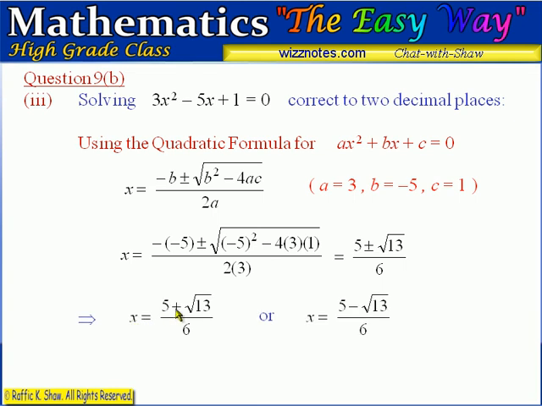x equals 5 plus square root of 13 divided by 6, or x equals 5 minus square root of 13 divided by 6. One value of x for the plus and one value of x with the minus. These are the two x values. And if you use a calculator to do this calculation, we end up with x equals 1.43 from here, or x equals 0.23 from here. And these are the two roots of this quadratic equation. And that's the answer for part 3 of question 9b.